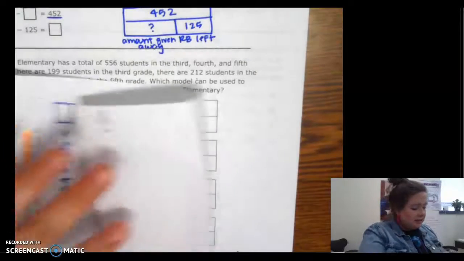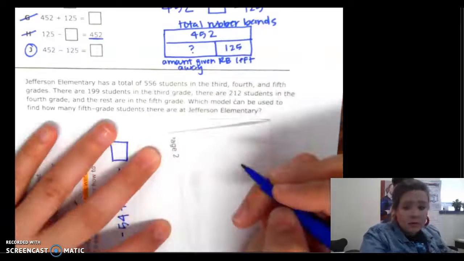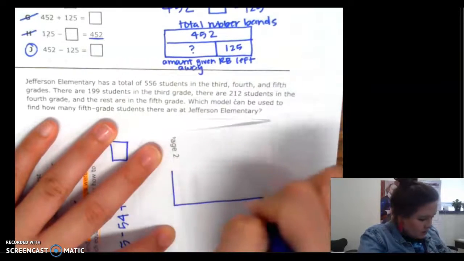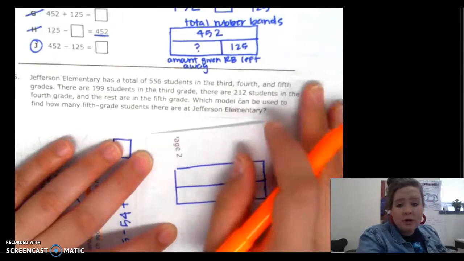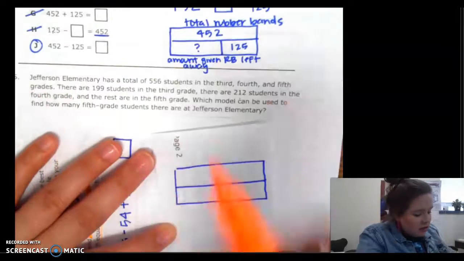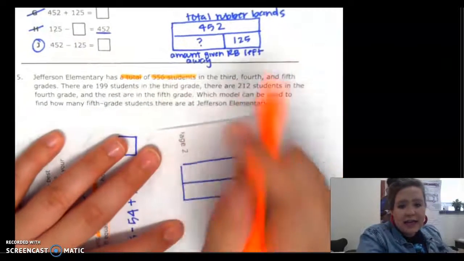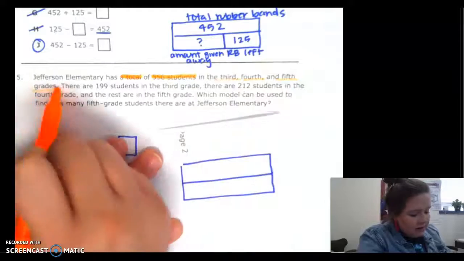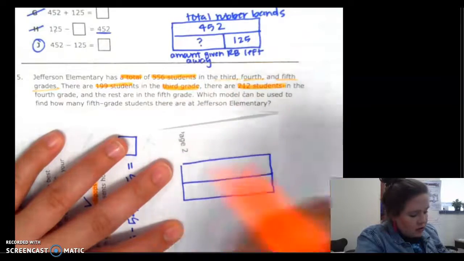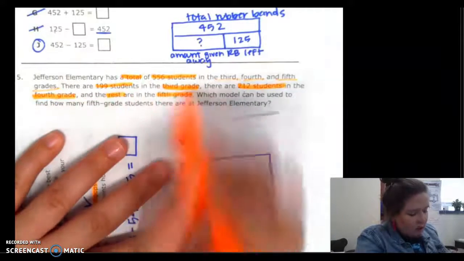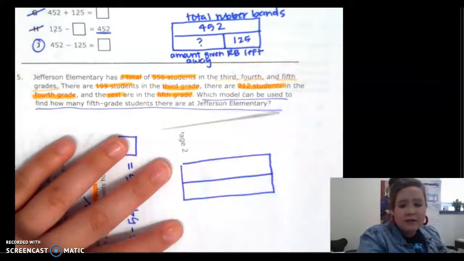Well, before I do this, I'm going to cover this up. And I'm using an old piece of paper. I'm going to create my own strip diagram. But before I do that, I'm going to read this problem with the numbers in there. Jefferson Elementary has a total of 556 students in the 3rd, 4th, and 5th grades. There are 199 students in 3rd grade, 212 students in 4th grade, and the rest are in 5th grade. Which model can be used to find how many 5th grade students are at Jefferson Elementary?